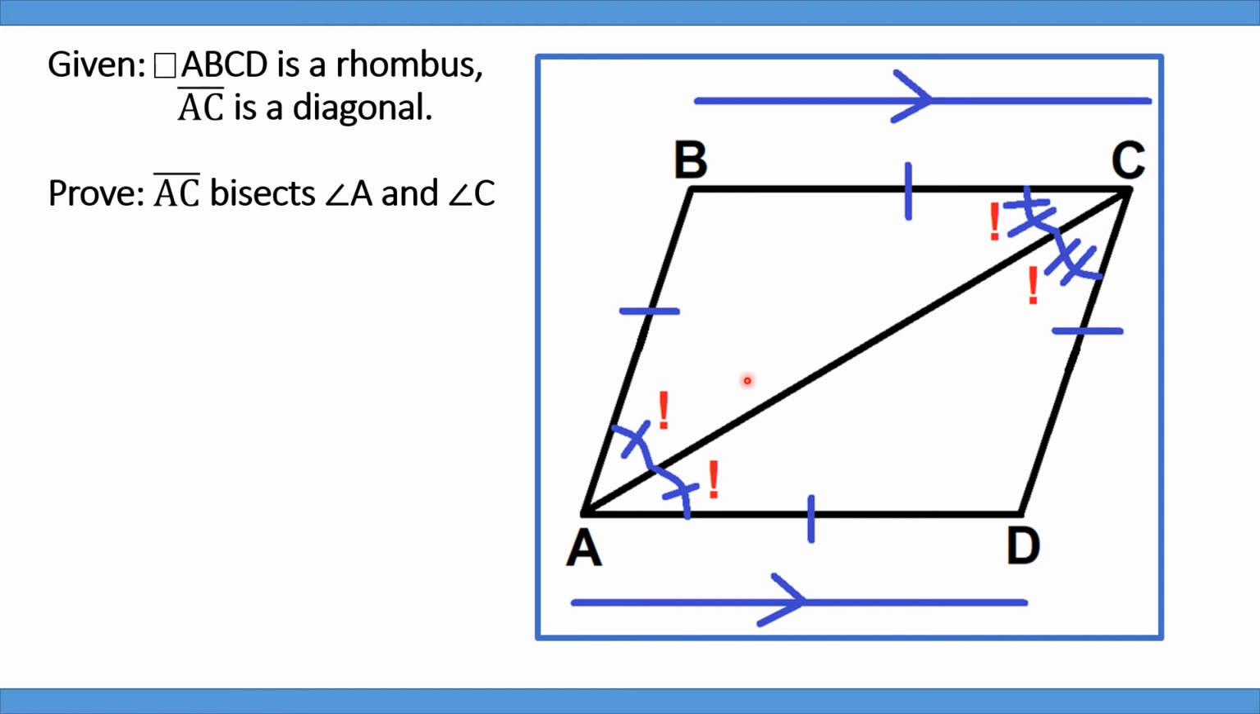Prove that line segment AC bisects angle A and angle C. That means angle BAC and angle DAC must be congruent, as well as angle BCA and angle DCA. Now notice that I have different markings because it was not given that angle BAD and angle BCD are congruent. But we will anyway find out soon if they are really congruent or not.